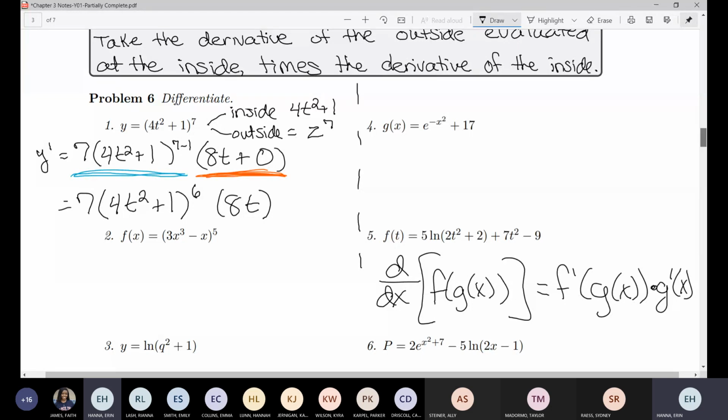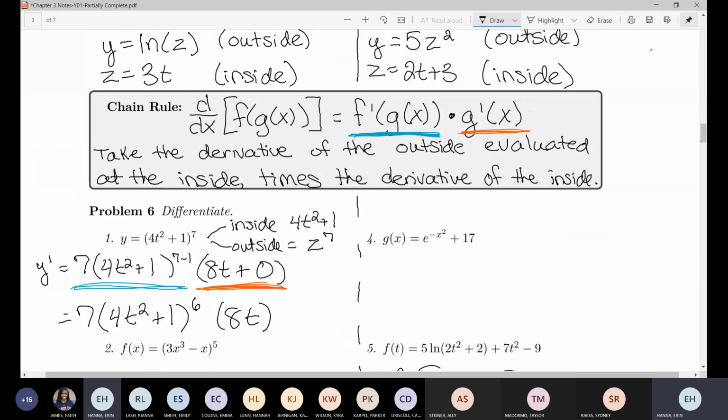So remember, with this chain rule, let me scroll back up to the actual rule for a second. Oh, I want to do something else first. I'm sorry, I'm more scatterbrained than usual today.